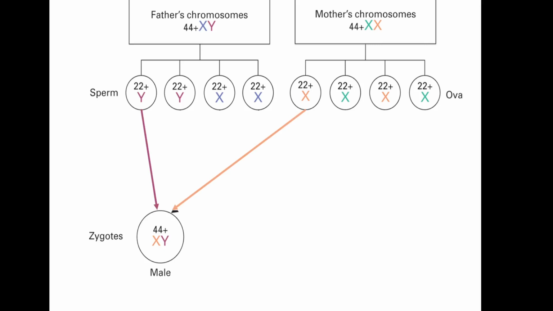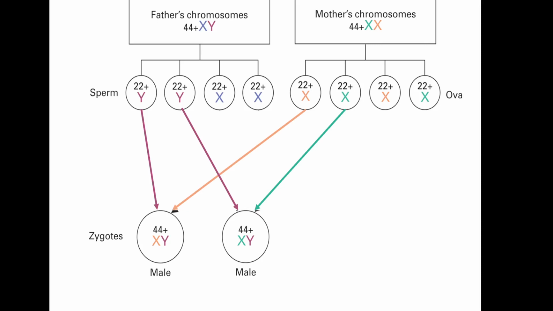So if dad contributes his Y and mom contributes her orange X, we have this male who has the orange X and the purple Y. Again, the X is only orange to delineate it from the green one, to show you that there are two different X's. And this is going to be important in a second when we talk about X-linked disorders. So that's why I thought it was important to kind of belabor this issue for a second.